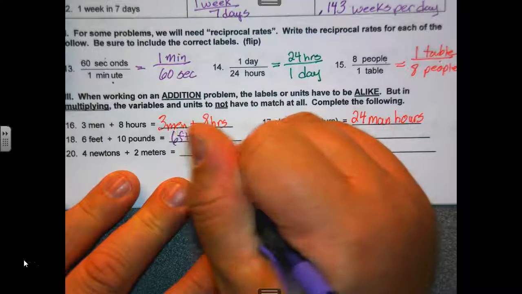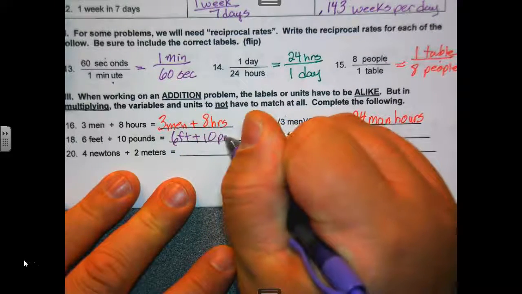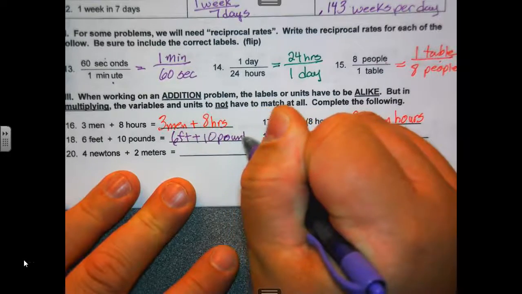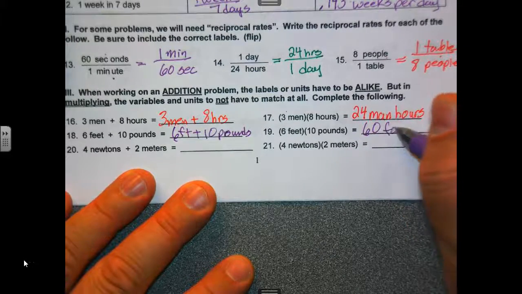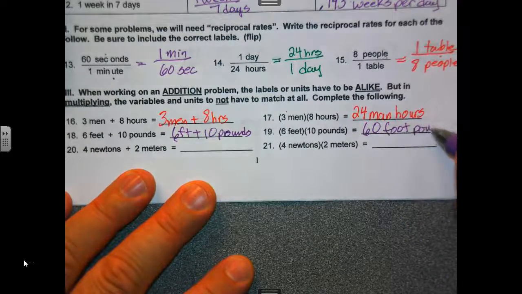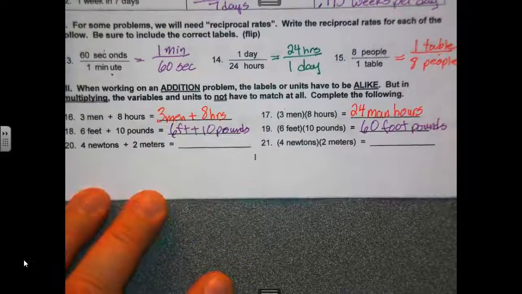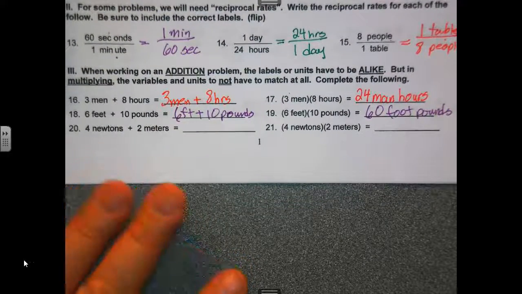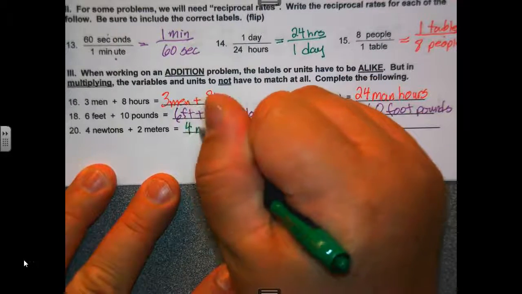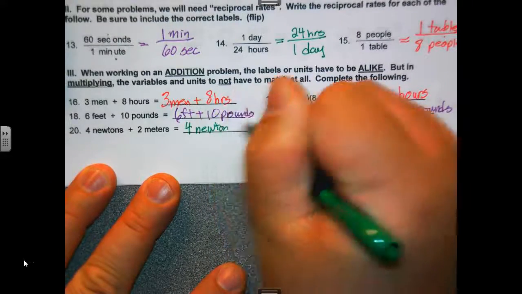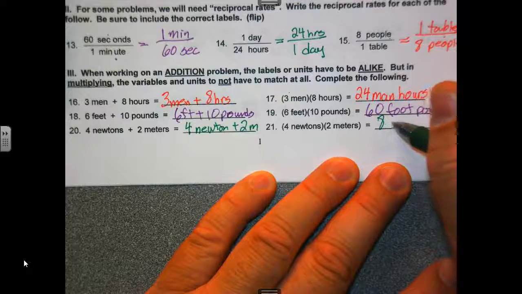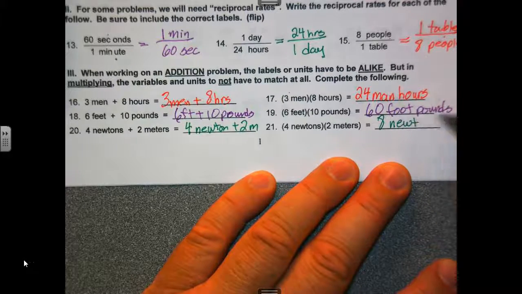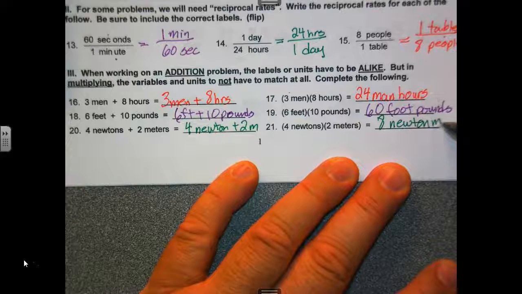60 feet plus 10 pounds. I can multiply it out to 60 foot-pounds. And that's a measurement of force. Number 20, I have 4 newtons plus 2 meters. I can multiply that out to 8 newton meters. I don't know what that is. It's got to be some kind of science measurement.